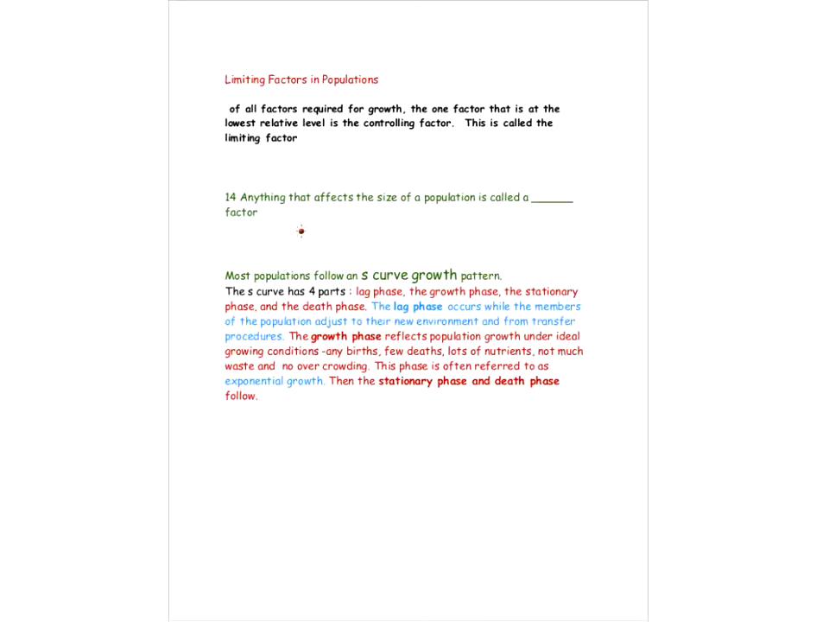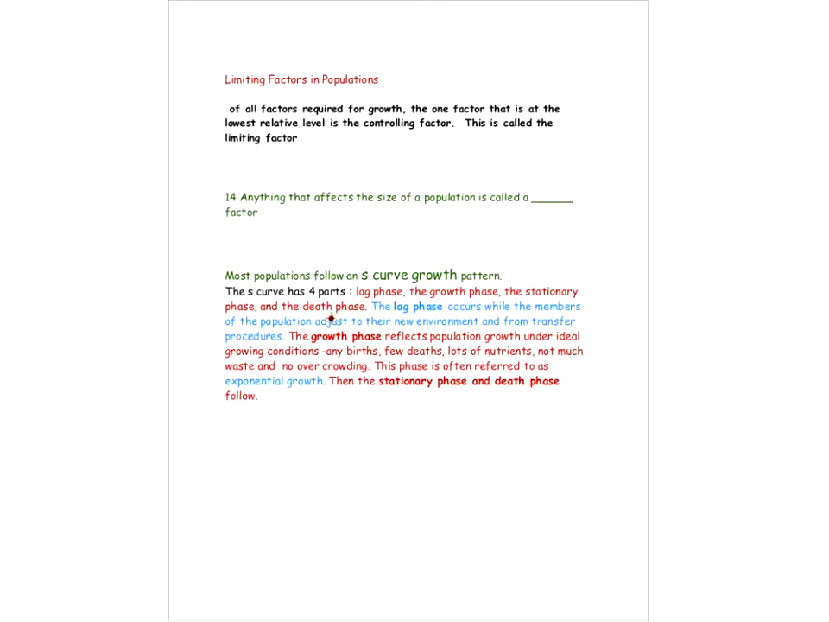Okay, controlling factor or limiting factor, right? And so when we're looking at populations, we normally see what's called an S-curve. If we imagine just what an S looks like, that's what it's going to look like. And there's four different parts to it, especially when you're looking at bacteria. You've got the lag phase, the growth phase, the stationary phase, and the death phase.